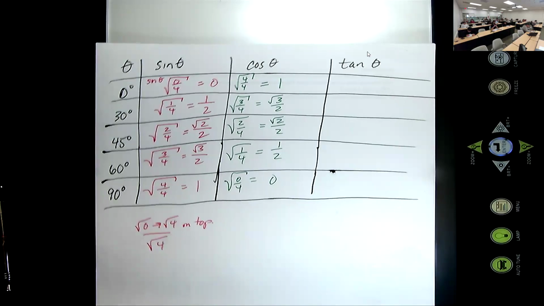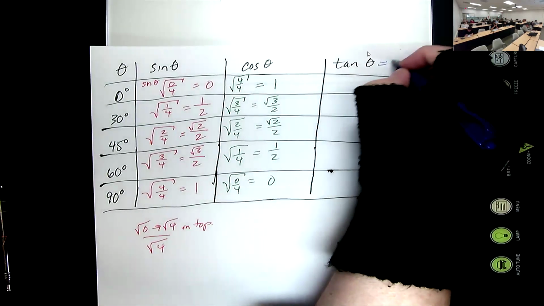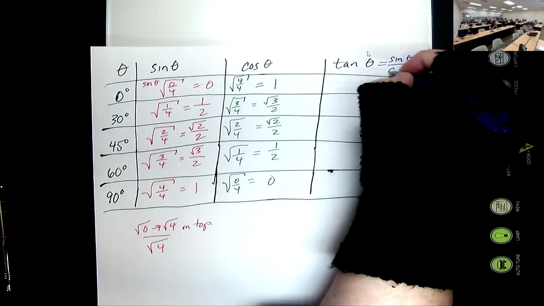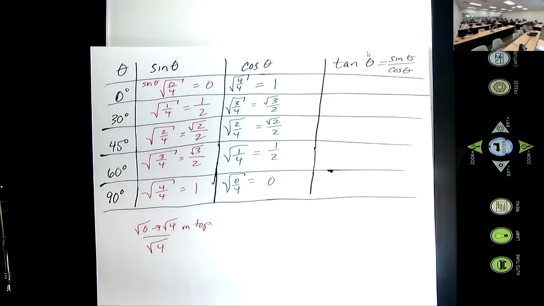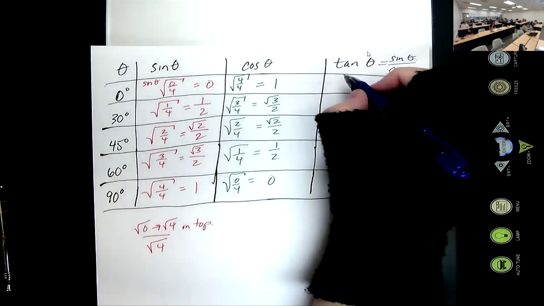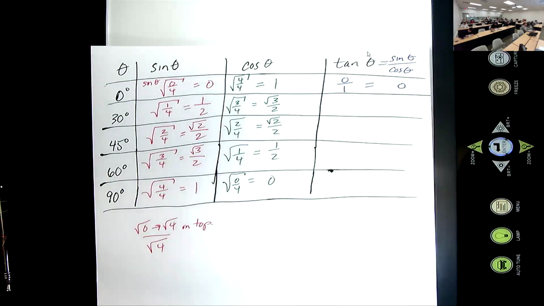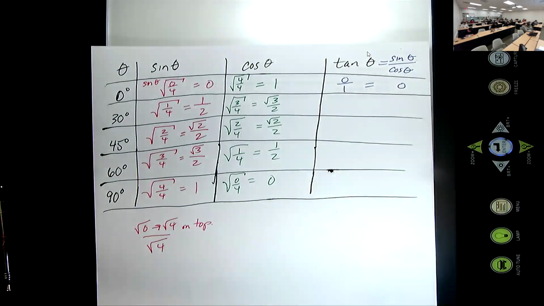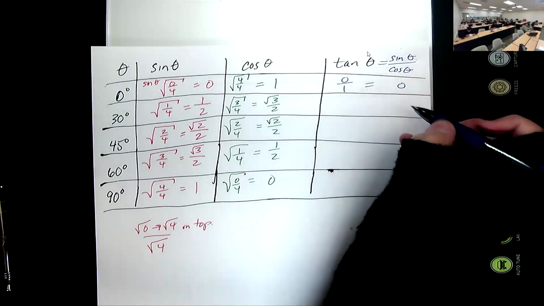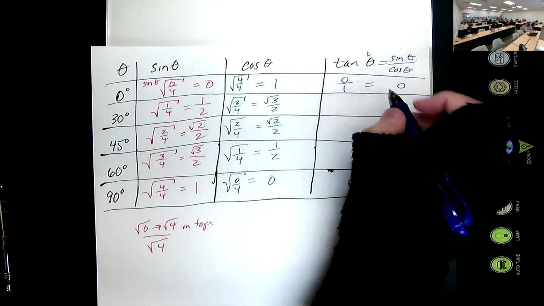Now, tangent theta, pain in the ass. If you want to memorize that pattern, we're still going with this. So I'm going to do sine over cosine, which is 0/1, which is 0. First one is kind of easy. The first, the middle, and the last are easy. The 30 and the 60 are the pain in the ass.